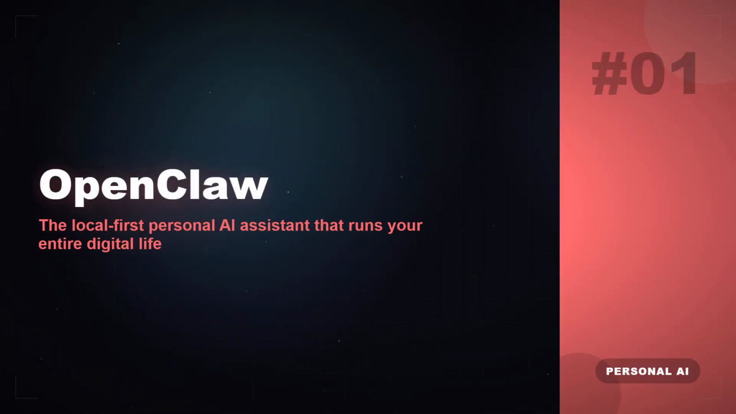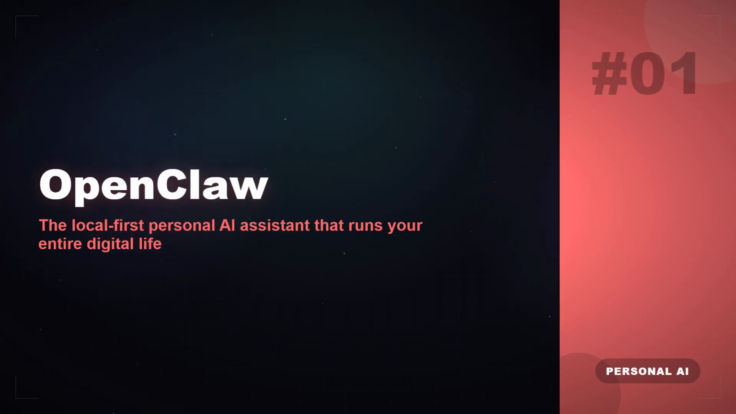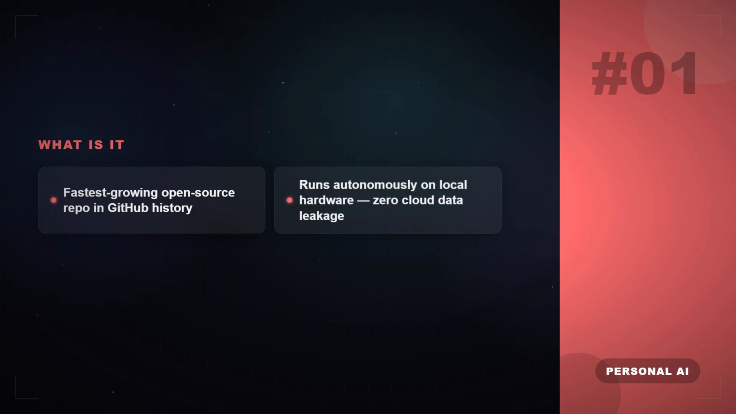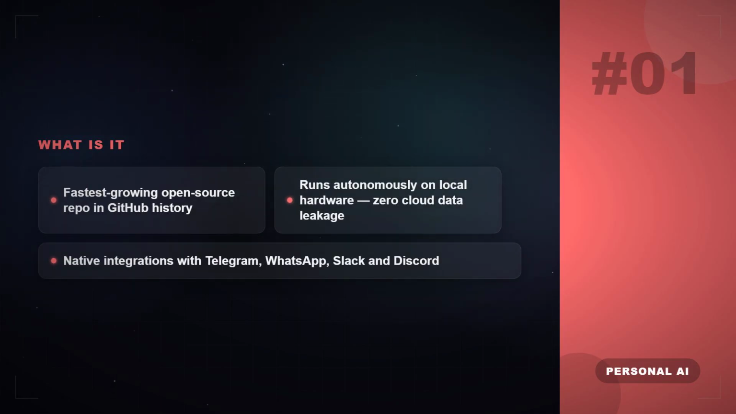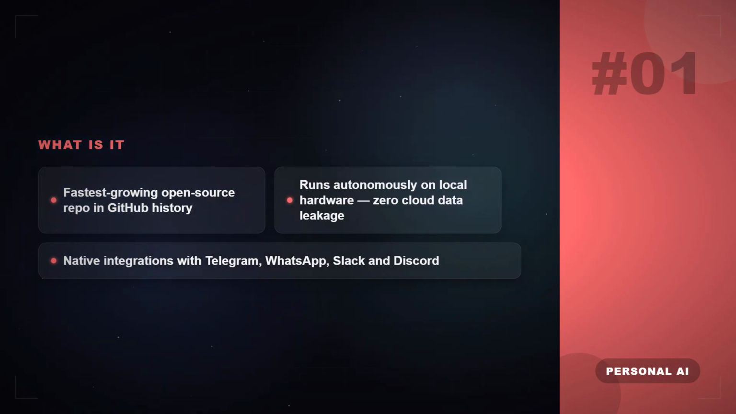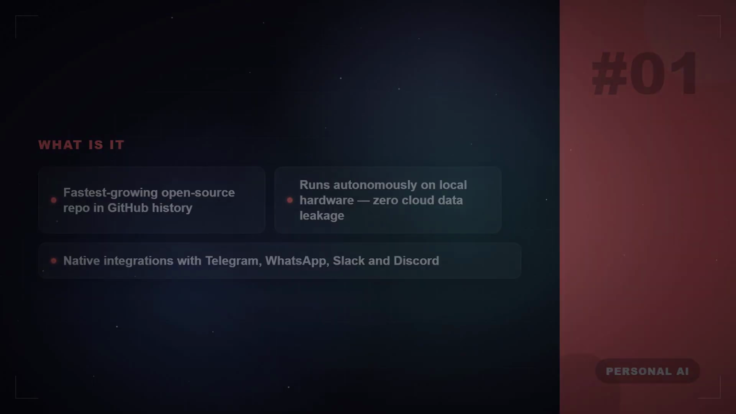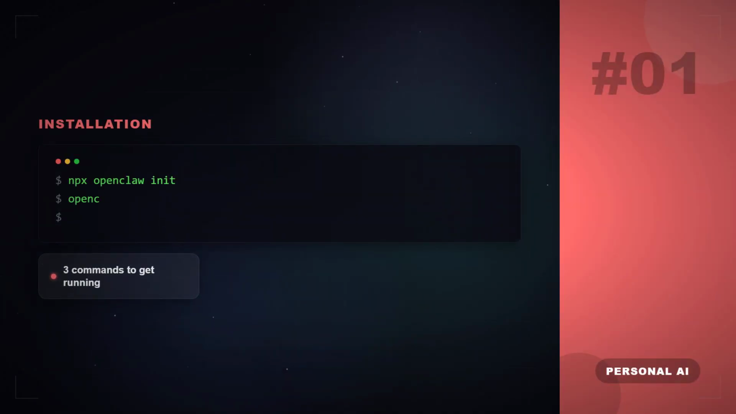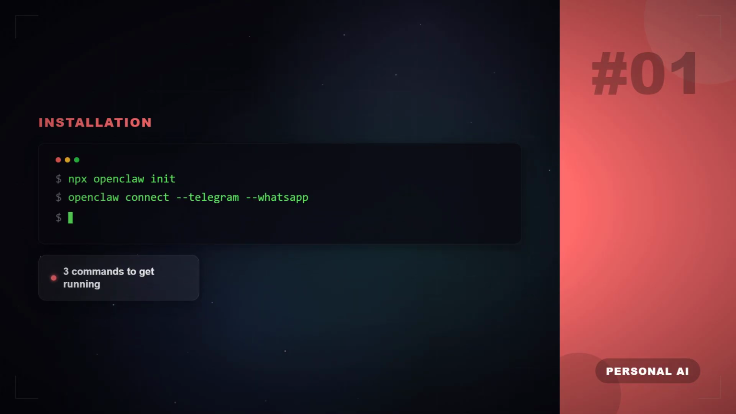And number 1. OpenClaw. The fastest growing open source repository in GitHub history. A local first personal AI assistant that runs your entire digital life. OpenClaw runs autonomously on your local hardware with absolutely zero cloud data leakage. It integrates natively with Telegram, WhatsApp, Slack, and Discord, turning your chat apps into a command center for AI-powered automation. Initialize with NPX, connect your messaging platforms, and start the agent.